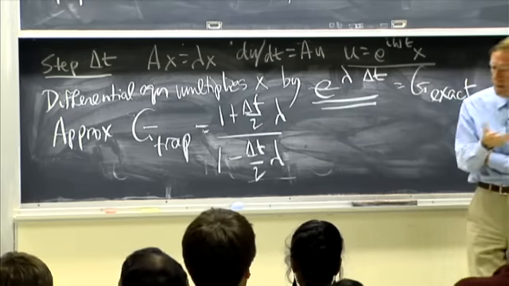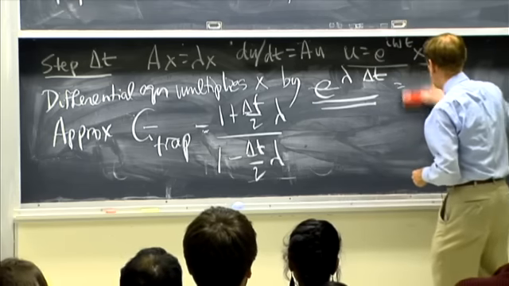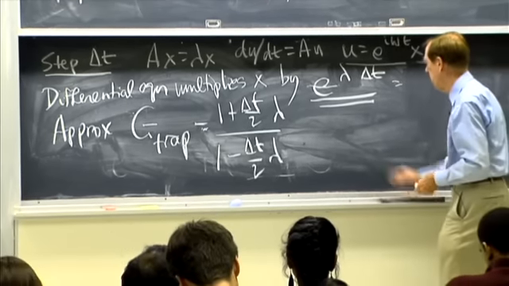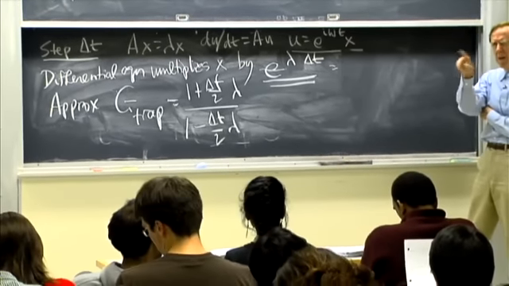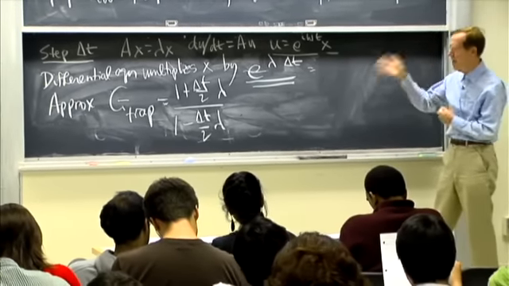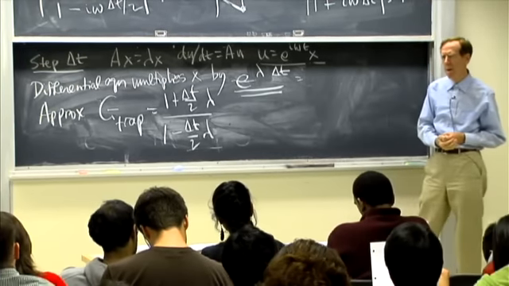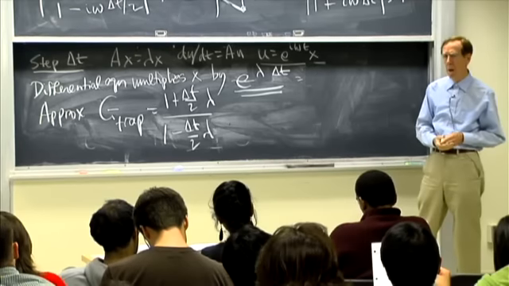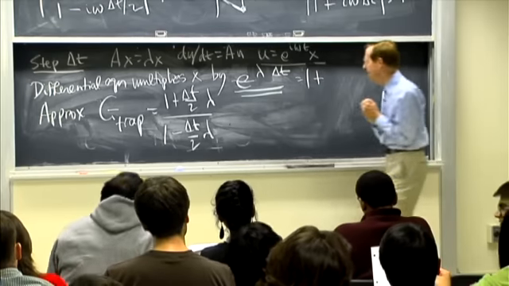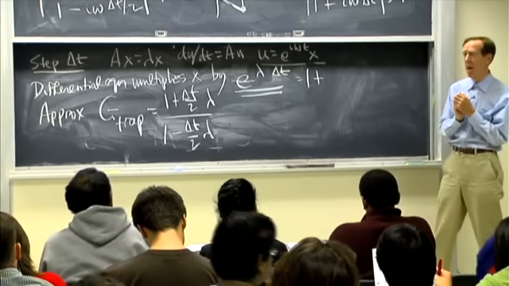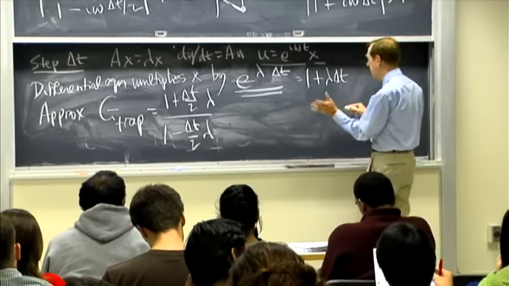Well, that's what Taylor series is all about. Let's do the Taylor series. What's the series for the exponential? If delta t is small, I have e to some little number. Tell me, start me out on the exponential. 1, thanks. 1 plus lambda delta t plus, this is the exponential series.